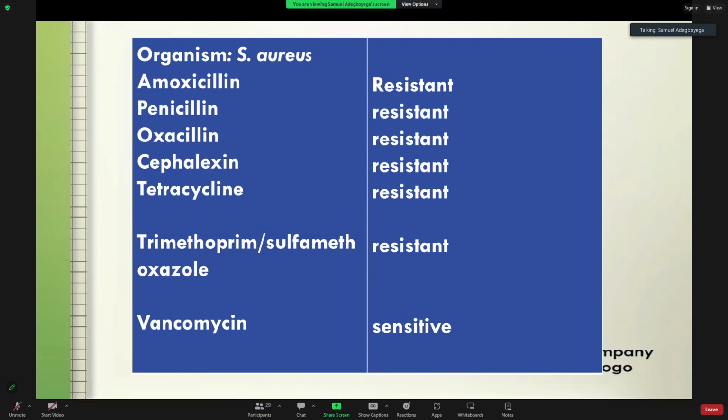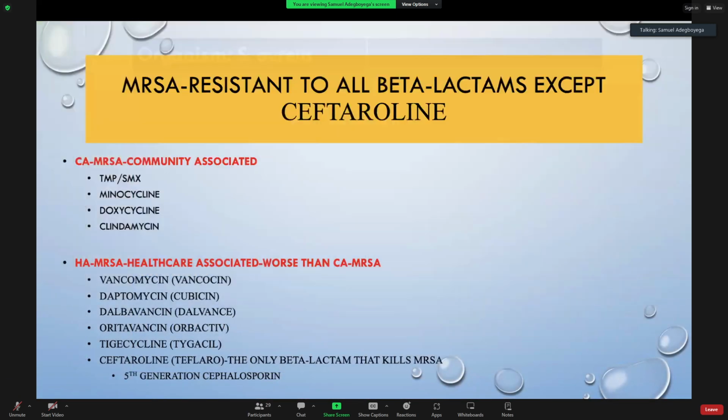So when you go to externships or when you do your residency interviews, you can't just say MRSA. You've got to be specific. CA-MRSA, HA-MRSA. Okay. Why is that so important? Well, the reason why that's so important is right here.